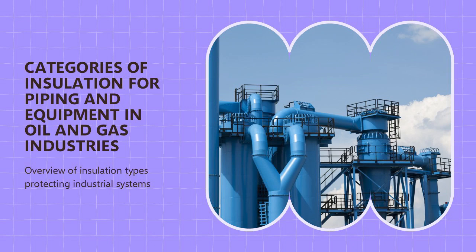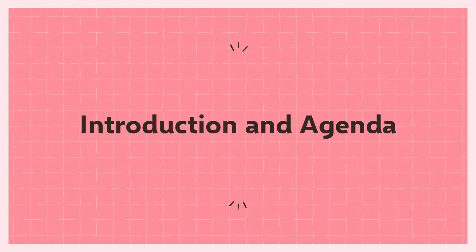Welcome everyone. Today, we'll explore insulation categories used in oil and gas industries. Insulation is critical for protecting equipment, maintaining efficiency, and ensuring safety. We'll look at different types, their purposes, and best practices. In this session, we'll discuss why insulation matters, classify insulation types, review material selection, installation best practices, common failures, and a real-world case study. Finally, we'll summarize key takeaways.